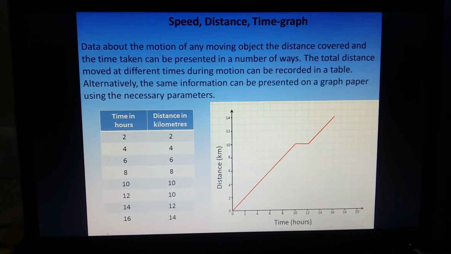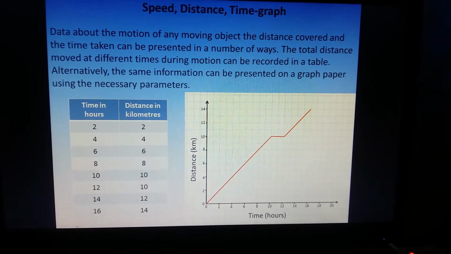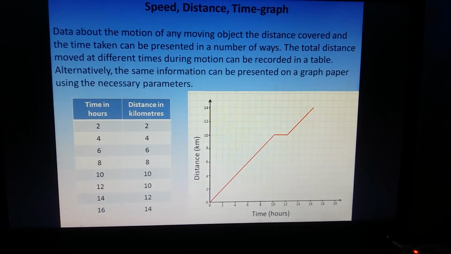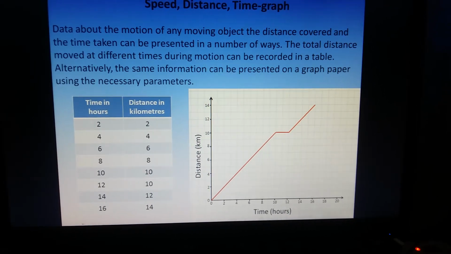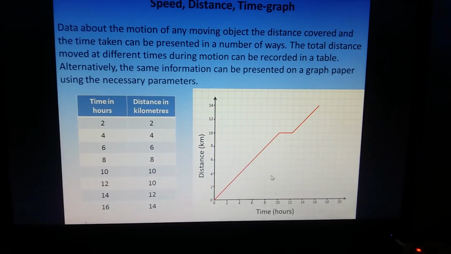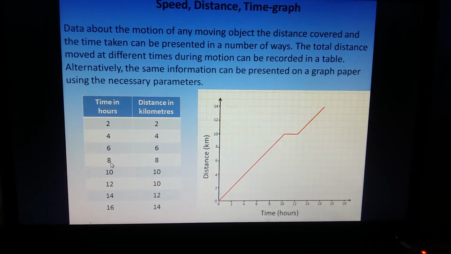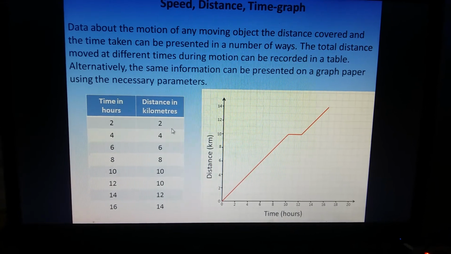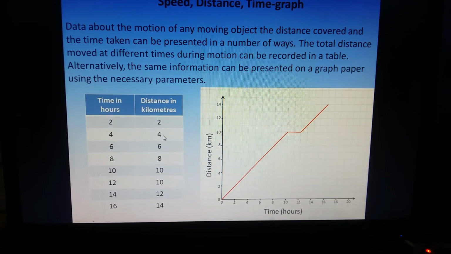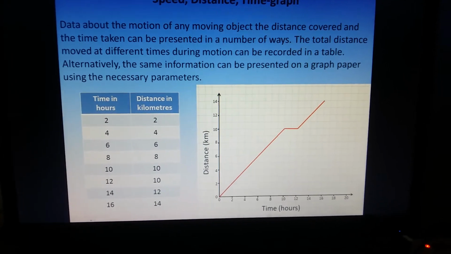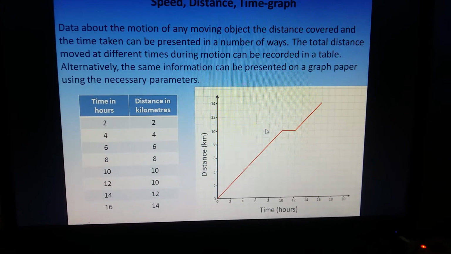Now let us see the graph. Data about the motion of any moving object, or the distance covered and the time taken, can be presented in many ways. One way is the graph. You can see the time is given here, 2 hours, 4 hours, 6 hours, 8 hours, and how many kilometers have been covered: in 2 hours is 2 kilometers, in 4 hours is 4 kilometers. This has been plotted in this graph. This is called a distance time graph.